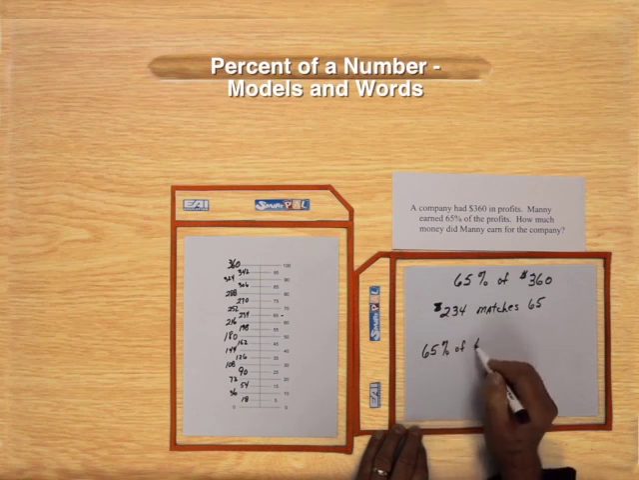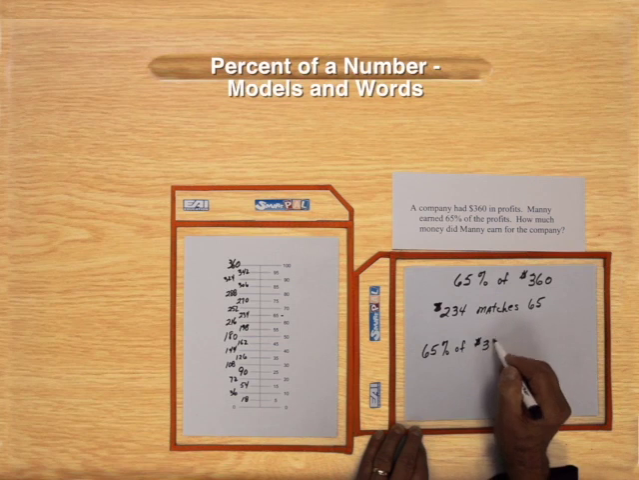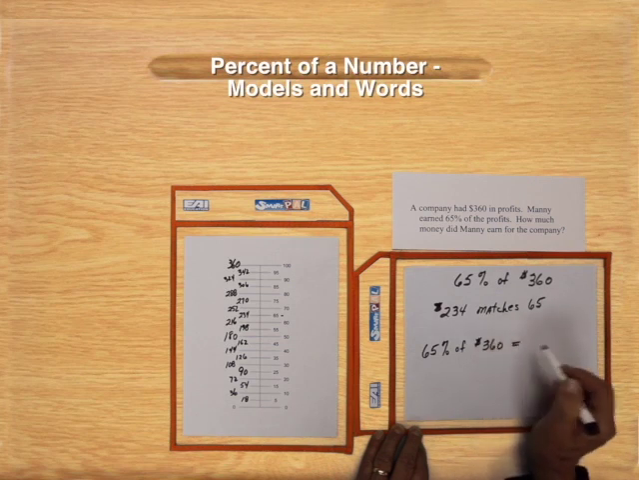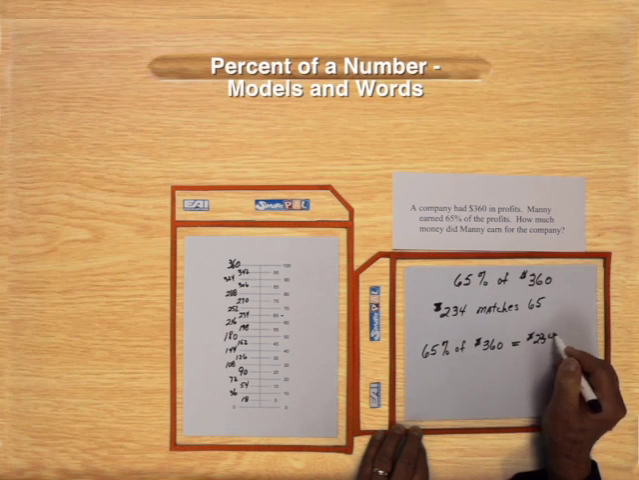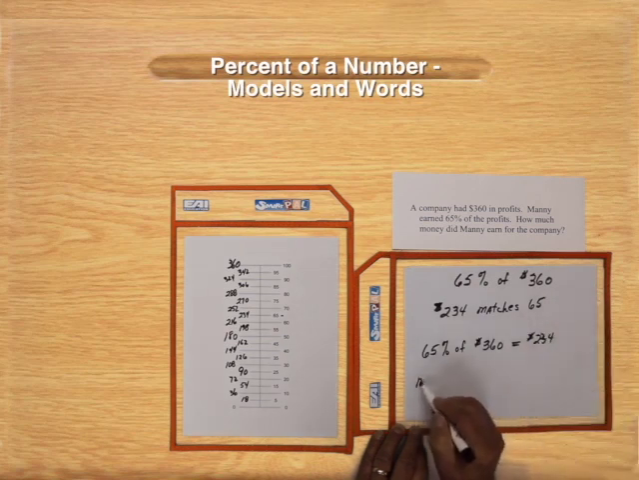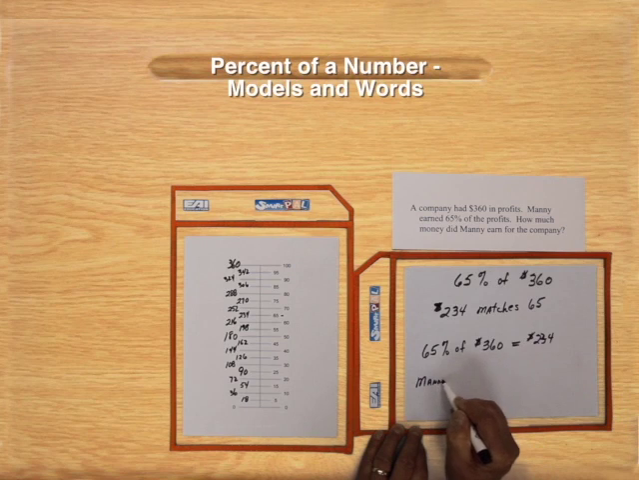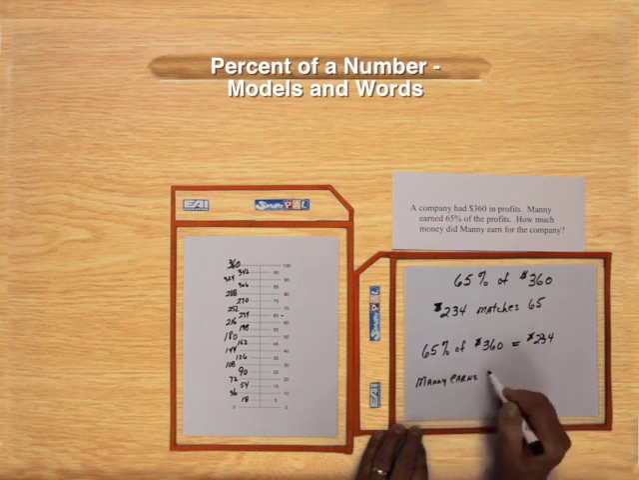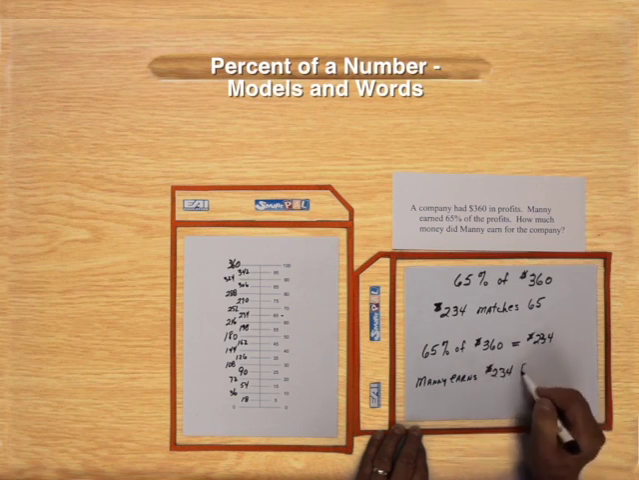So then what we can say is that 65% of $360 is going to equal $234. So we can say that Manny earns $234 for the company.